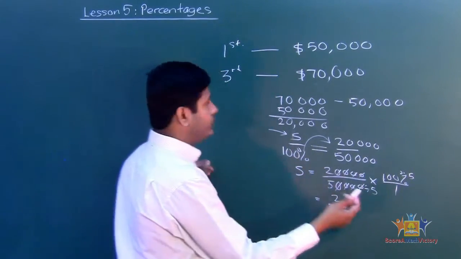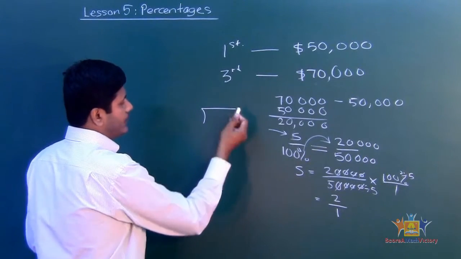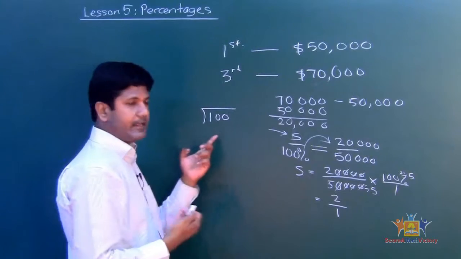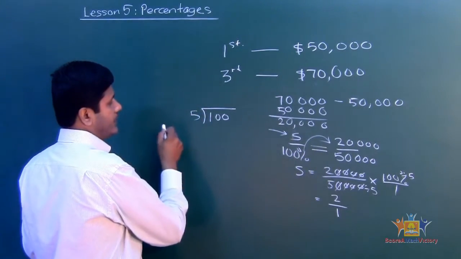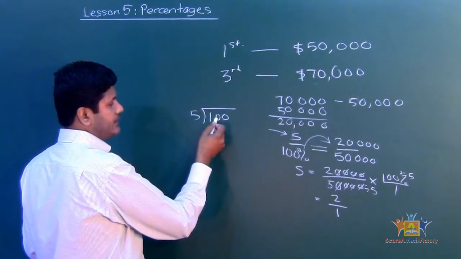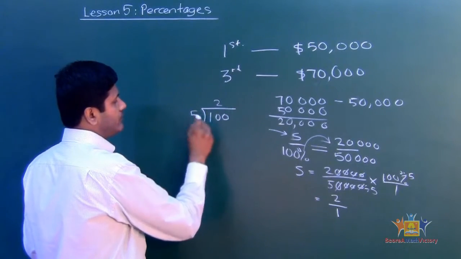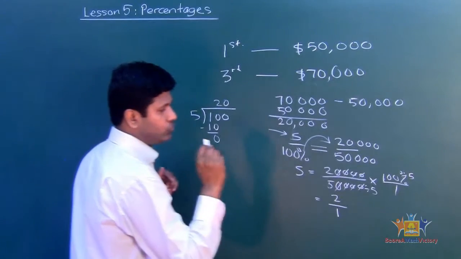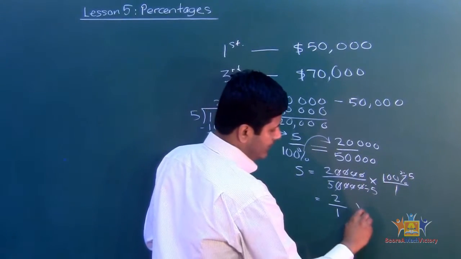100 divided by 5. So we're going to use the long division method. We're going to put the cage approach. 100 is going inside the cage, and 5 goes outside the cage. In 1, I can't go, so I go to the next digit. 10 divided by 5 is 2. 2 times 5 is 10. Minus gives me 0. Then I bring this 0 up. That means 20. Gives me 20.